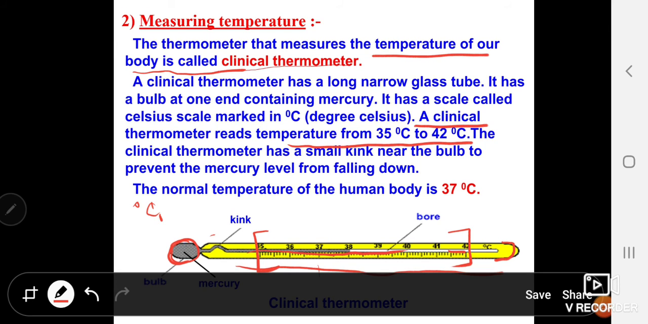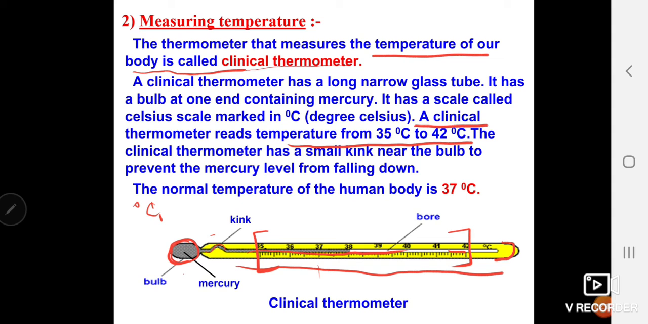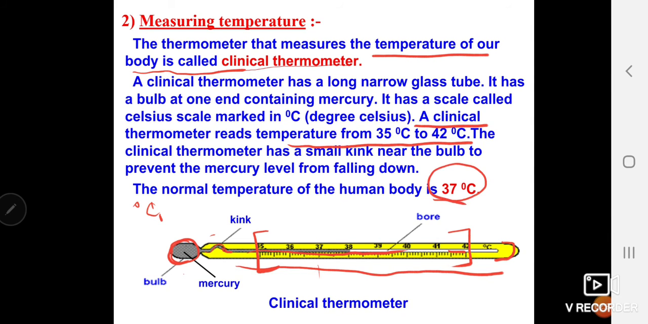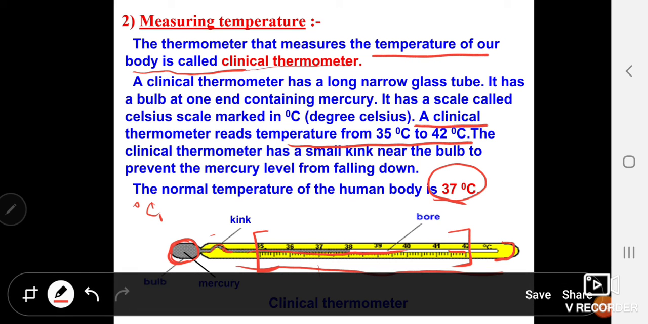The clinical thermometer has a small kink near the bulb to prevent the mercury level from falling down. So this is called the kink. If the mercury is falling from here, it avoids the quick falling of the mercury into the bulb. And very important is, the normal temperature of the human body is always 37 degrees Celsius. That is in the case of the Celsius scale. In hospitals we can find the Fahrenheit scale also, where if it ranges from 98 or 98.5, all of that is normal temperature only.